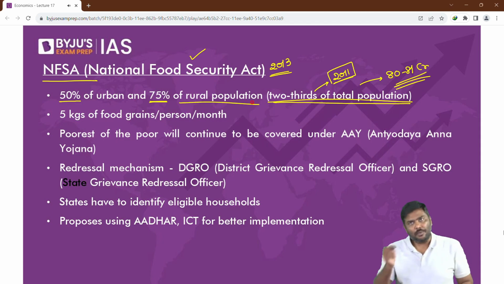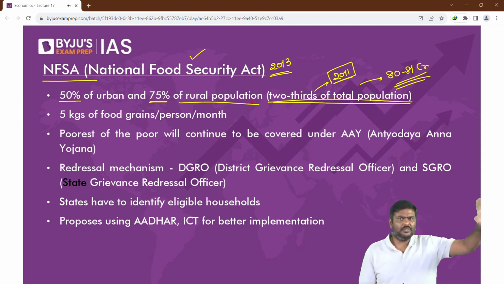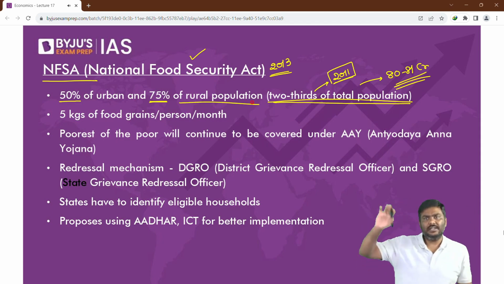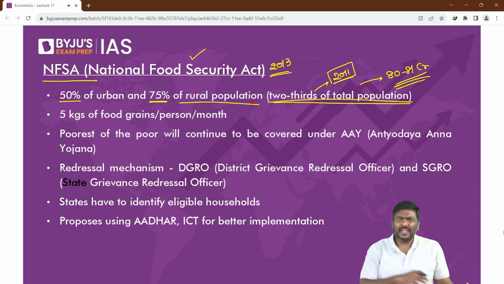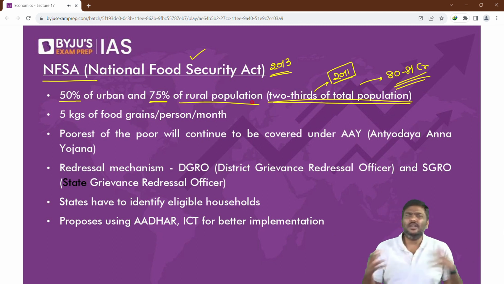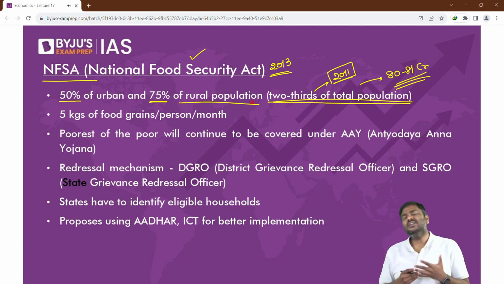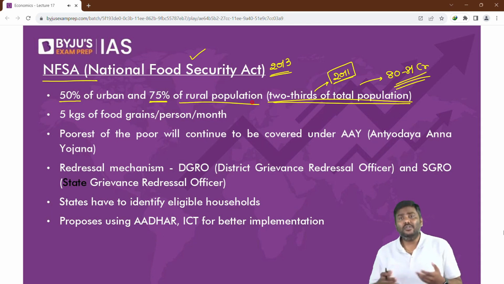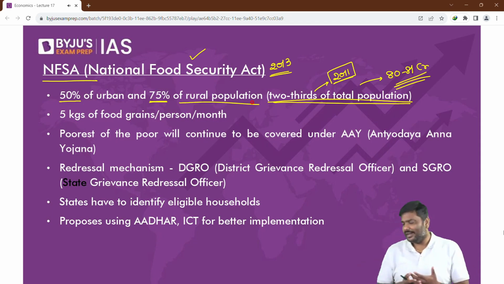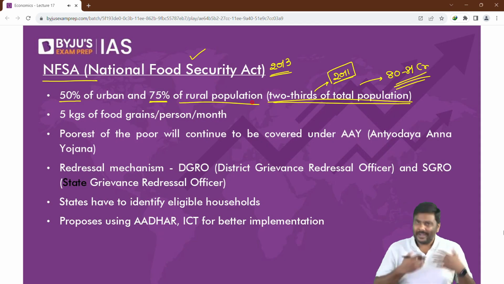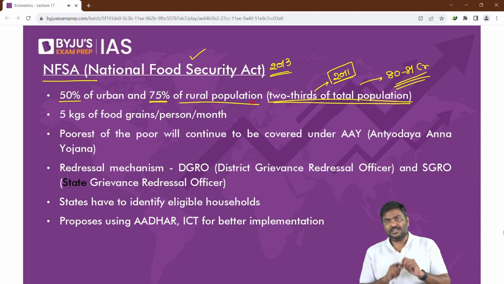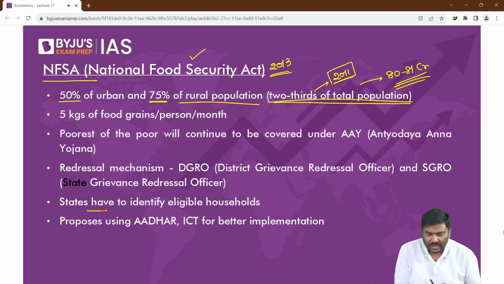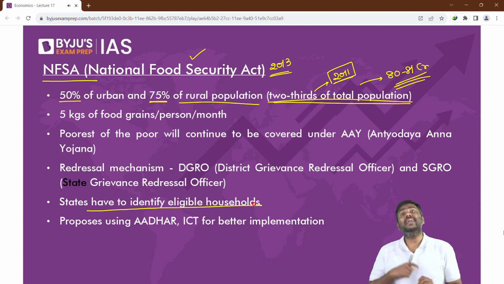Out of this, 50% of the population in urban area will be covered, 75% of rural population will be covered. 50% from urban India, 75% from rural India. We had that doubt. Sir, why 50 and 75? Why not equal? My dear, simple answer to that. Where do you think poor people are more in India? Do you think in rural India or urban India? It is rural India.